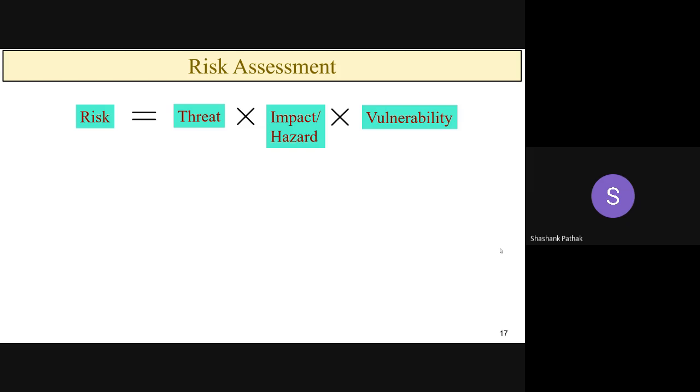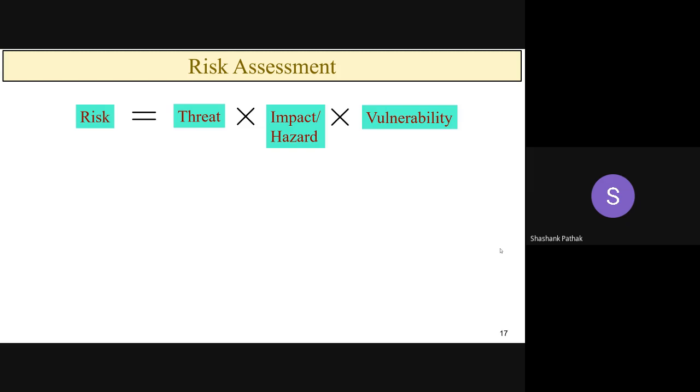So that's why risk assessment is very important when we want to make decisions. As an engineer, as an administrator, we want to assess the risk and make decisions for creating facilities, creating shelters, or as a civil engineer, we need to assess the risk so that we can design our structures accordingly. So threat is basically what kind of loading may occur on the structure and what is the probability of occurrence of that particular loading.